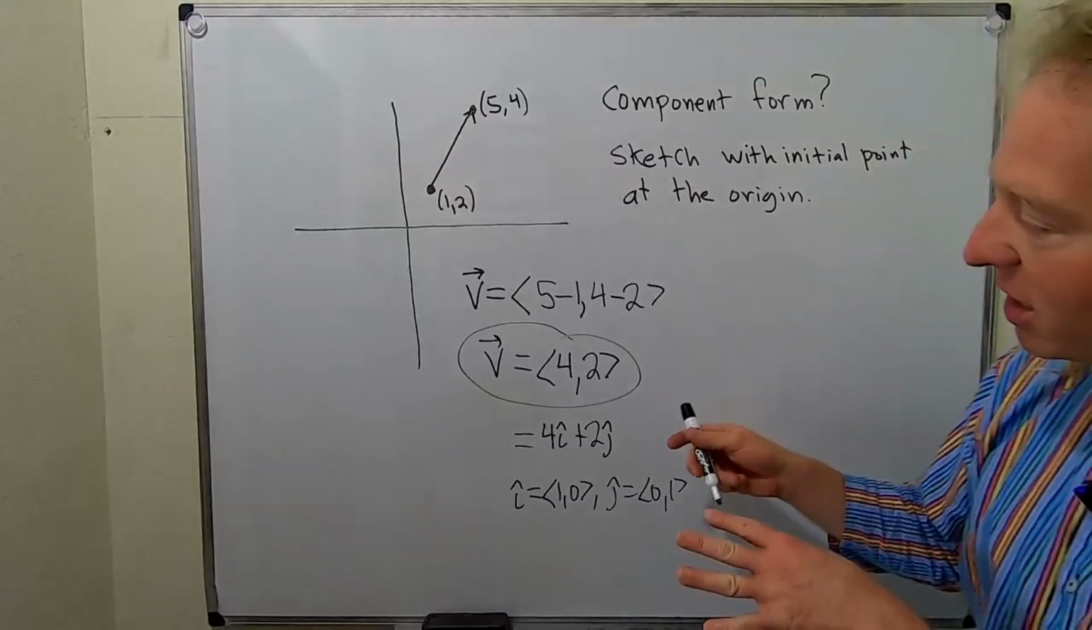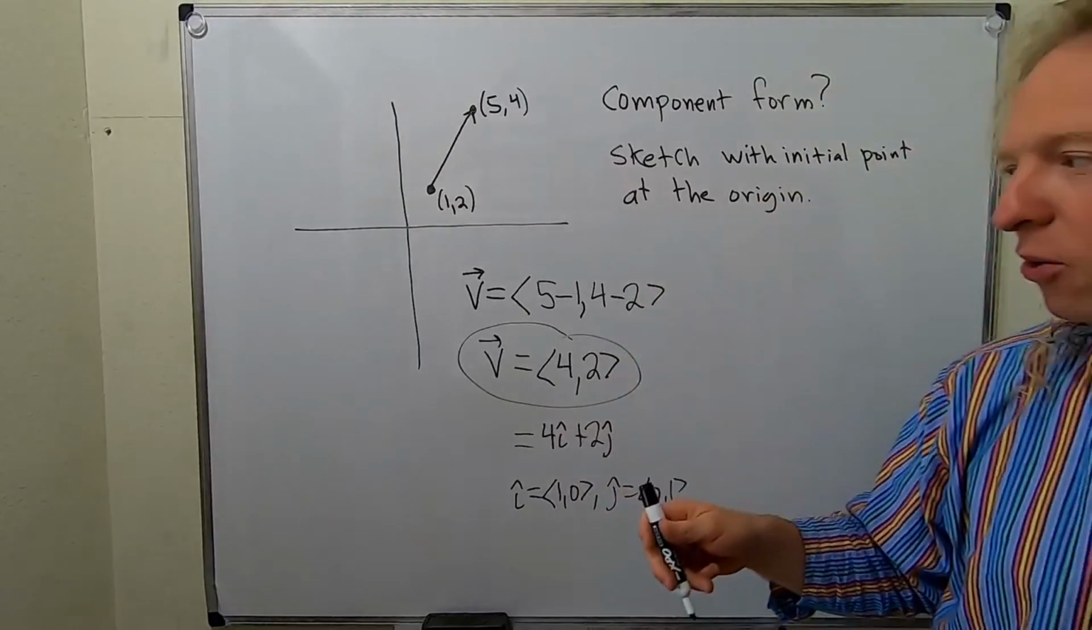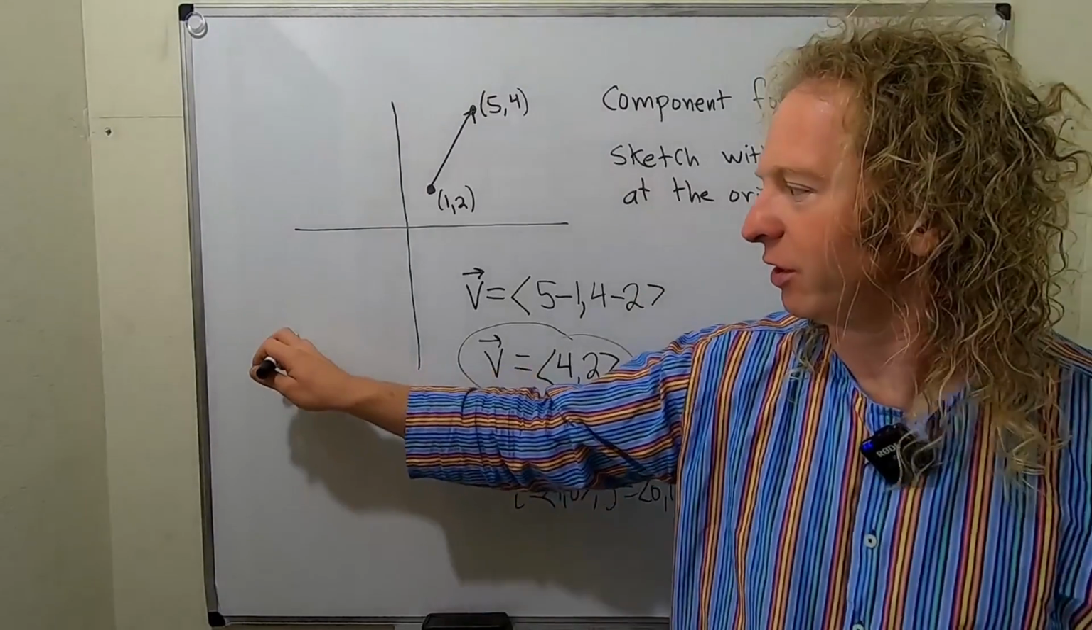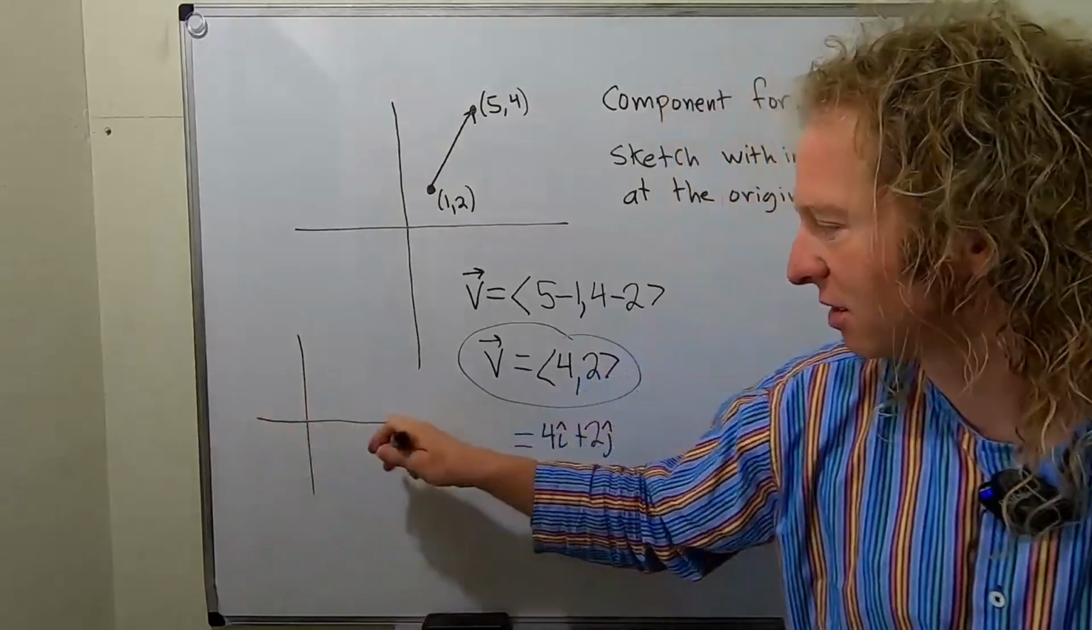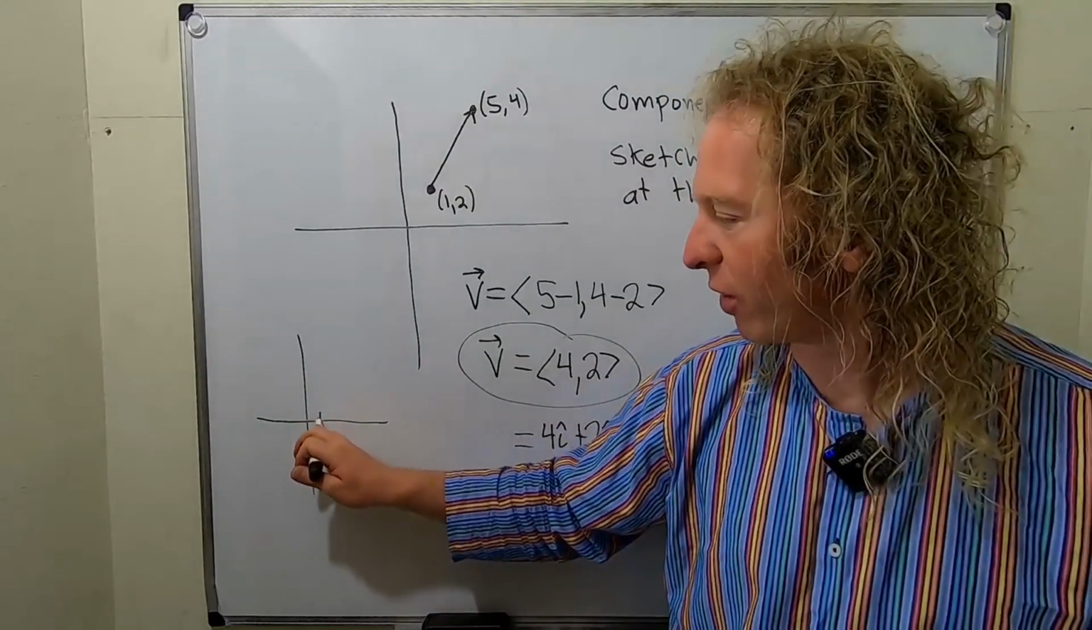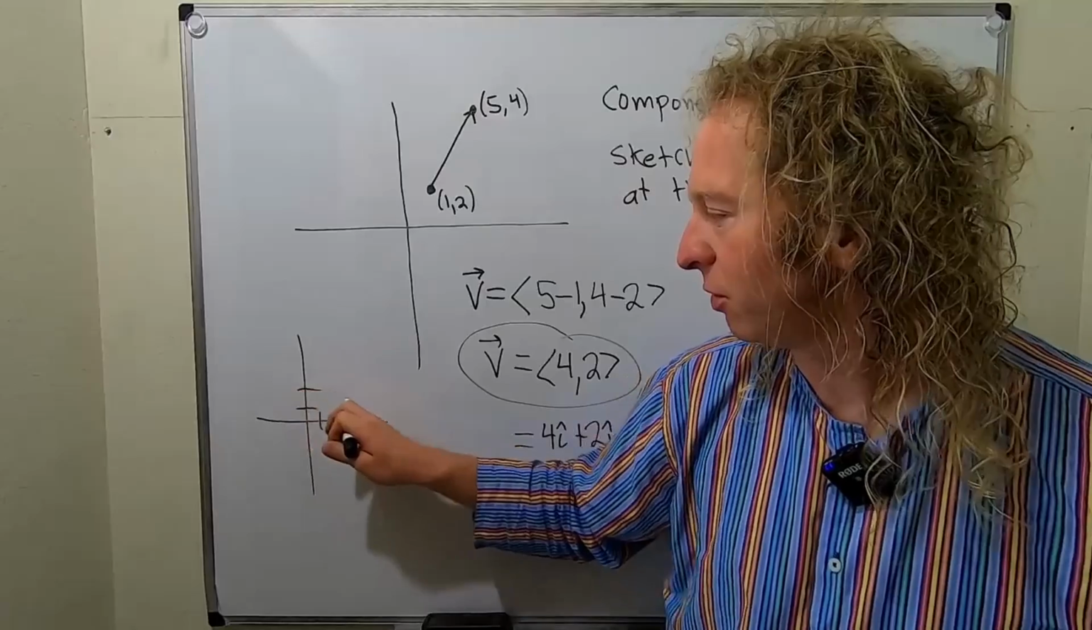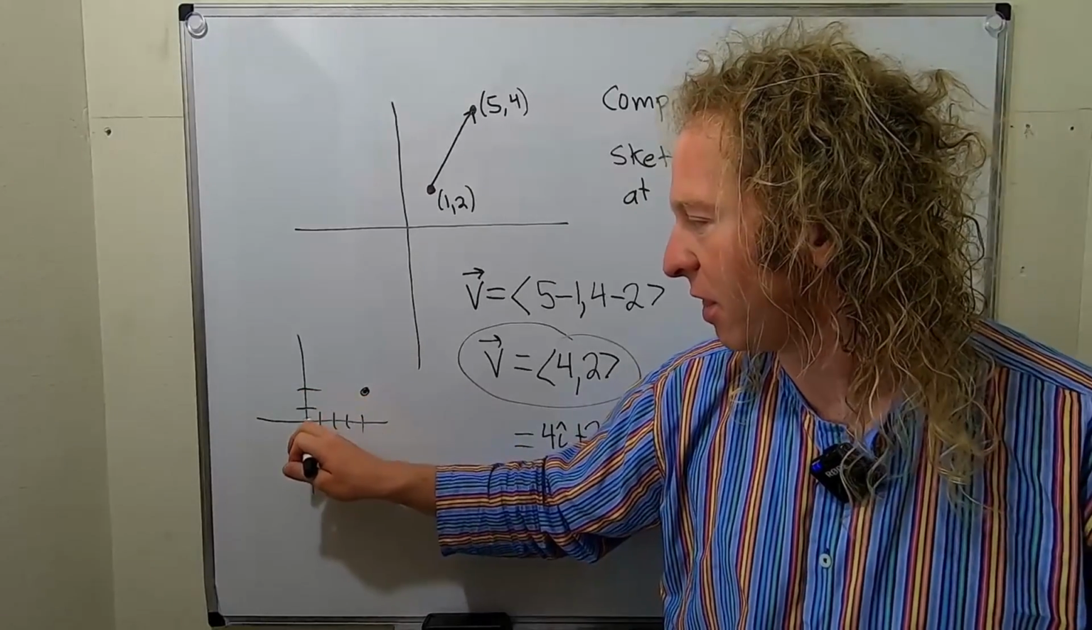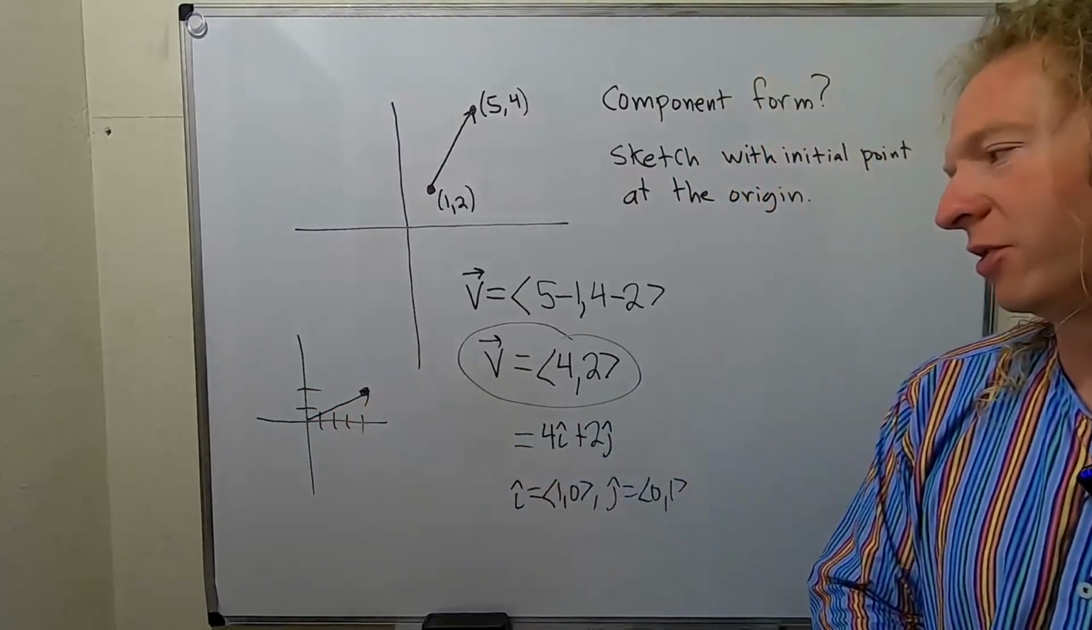Now we have to sketch this with the initial point at the origin. It's a pretty easy sketch. I'll do it over here. There's the y-axis, there's the x-axis. So 4, 2. You just go right 4 and up 2, and you put a dot there, and that would be your vector there.